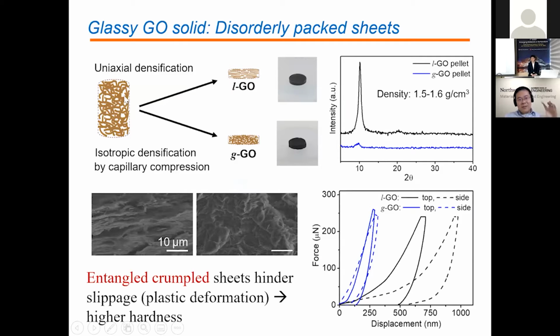So here we can start with a three-dimensional graphene oxide foam. If you just uniaxially compress it, you will generate a pellet, and this pellet is certainly lamellar in microstructure. So this is our control experiment. This is normally how you would generate a dense solid made of graphene oxide sheets, or actually any powder material, right? You compress a pellet out of it.